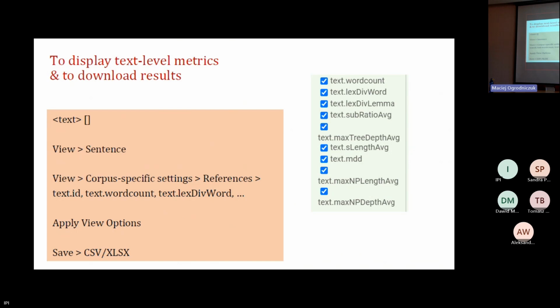Now you want to see not the keywords in context, because that also gives you something from the previous text. So you want to see sentences. Then you go to view corpus-specific syntax references, and you click on those measures that you want to see. Maybe you want to see all of them, and then you save it, and you get a spreadsheet where you have all this information.